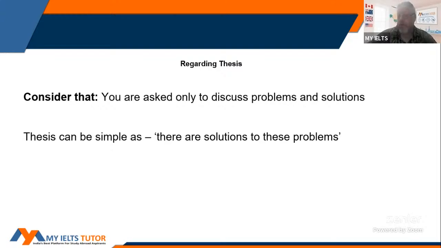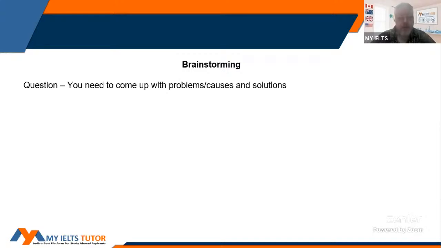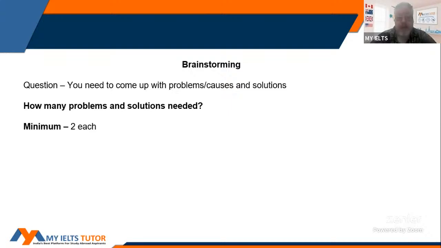There. Okay, so that's what you want to do. Now, brainstorming. Let's talk about brainstorming for points. Now, question. You need to come up with problems and causes and solutions, okay? That's what you want to come up with during the brainstorming step. So how many problems and solutions do you need? Basically, a minimum of 2 and a maximum of 3, okay? So you can have 2 or 3 problems and 2 or 3 solutions.